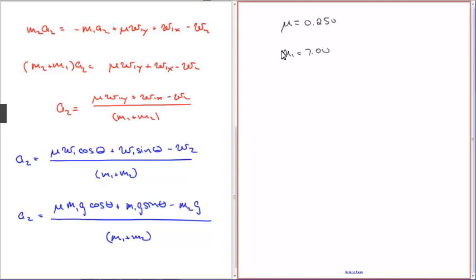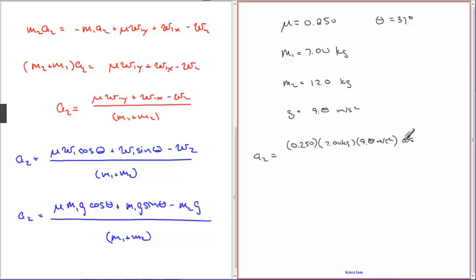M2 is equal to 12.0 kilograms. G is equal to 9.8 meters per second squared. And theta is equal to 37 degrees. So that says A2 is equal to mu, 0.250 times M1, which is 7 kilograms, times G, which is 9.8 meters per second squared, times the cosine of 37 degrees. And I'm going to have to kind of stagger these.